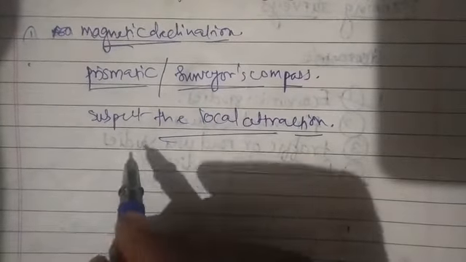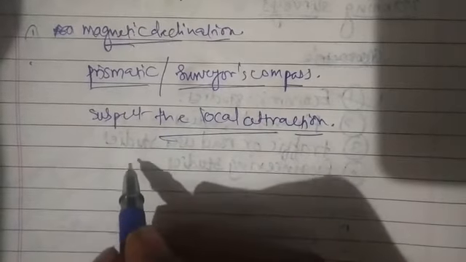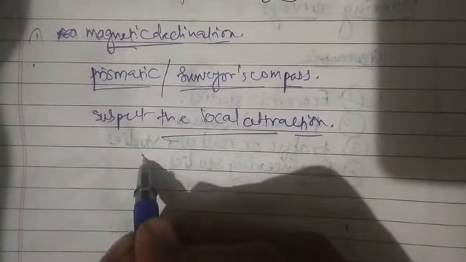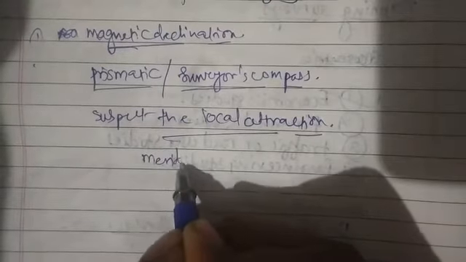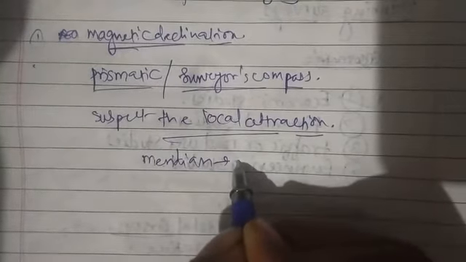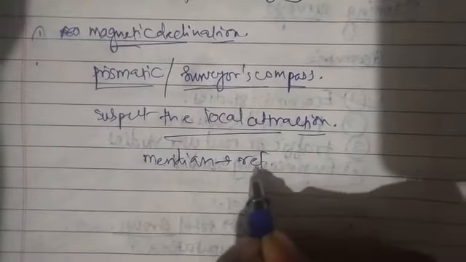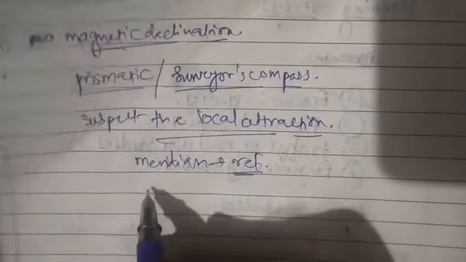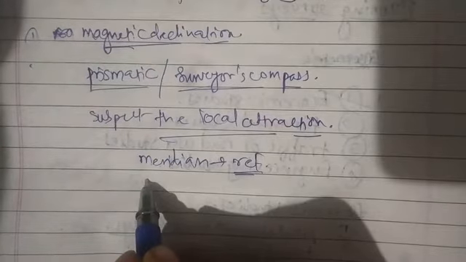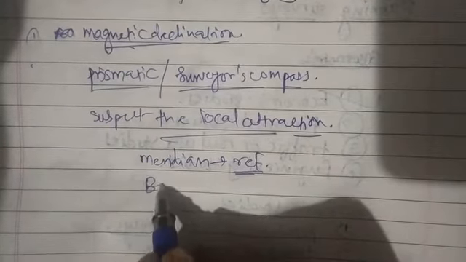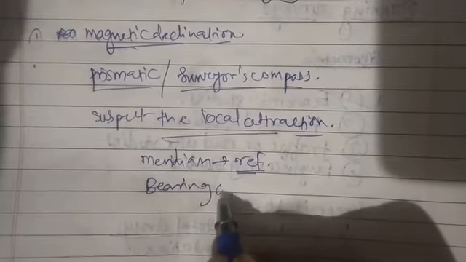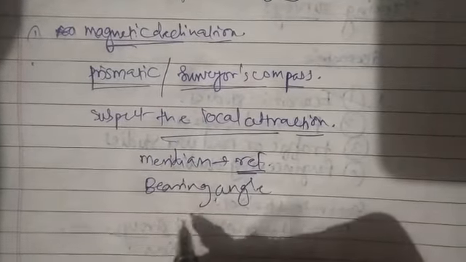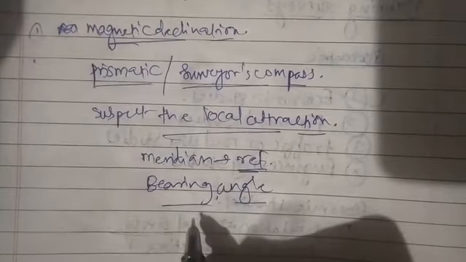Till now we have discussed the introductory part of this chapter. In that we have discussed the definition of meridian. Meridian means reference line used for measurement of bearing. After that we have discussed the definitions of bearing, angle. We have discussed what is the difference between angle and bearing.